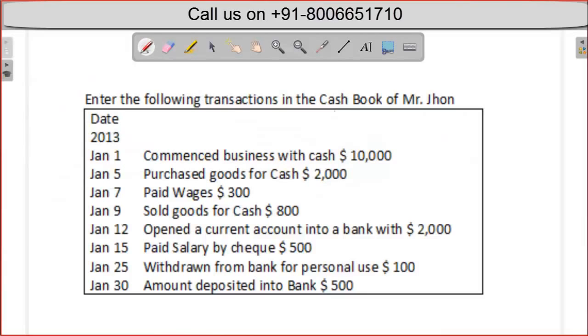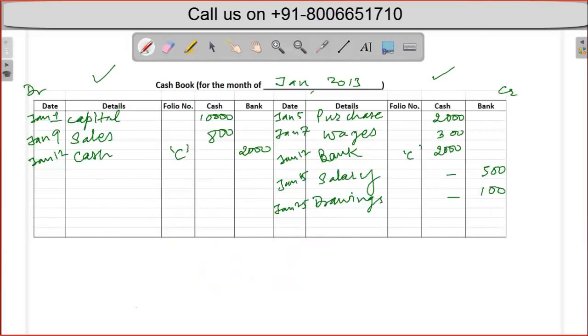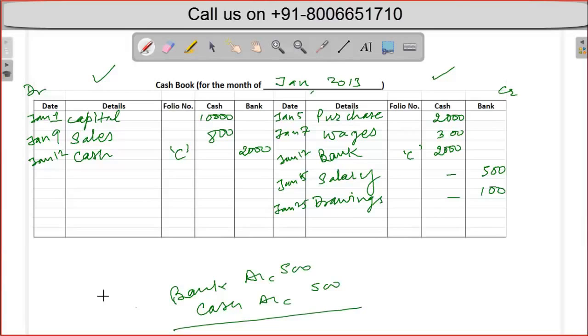Now see the next transaction. We have deposited $500 into the bank on January 30. So what entry will we pass? We deposited money, so it means cash gone. So cash account will be credited $500, and cash gone where? In the bank. So debit the receiver. So bank account will be debited $500. And this transaction took place when? On January 30. Now tell me, in this entry again there is bank and cash, isn't it? So this transaction will be recorded on both the sides of the cash book, and that's why this entry is called what? Contra entry.